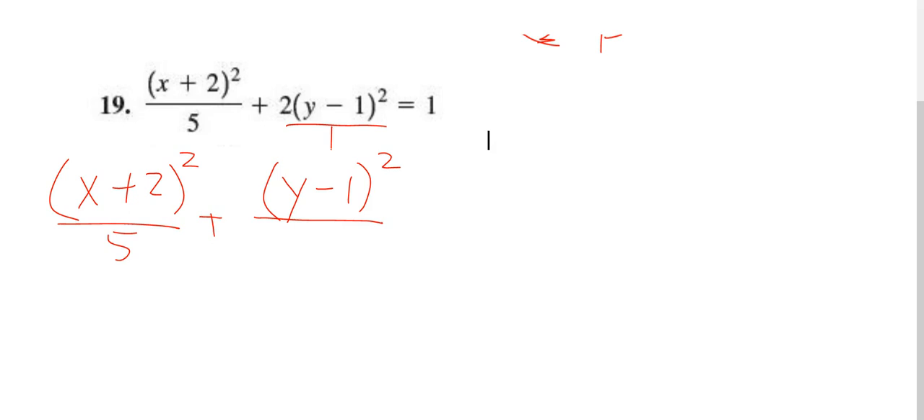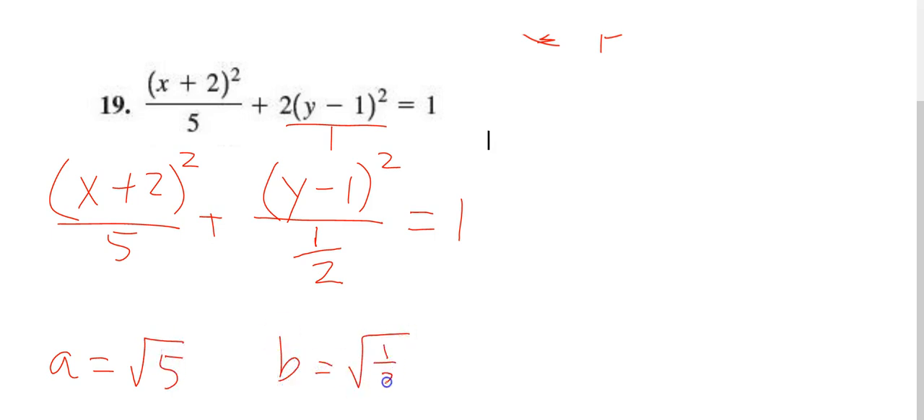Oh, since you want me to say middle school, I'll say middle school. Back in middle school, we learned that multiplication by 2 is the same as division by what? See, you had to make that change, folks. Okay? Now, if that's the case, then that means that A is equal to what? The square root of 5, and B is equal to the square root of 1/2, also known as radical 2 over 2.